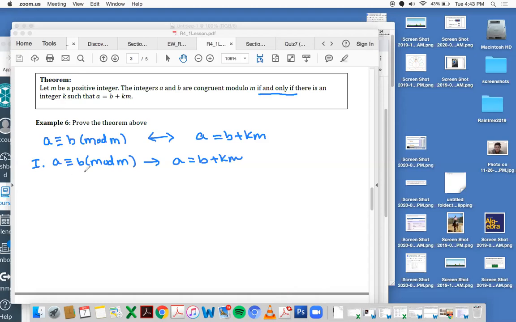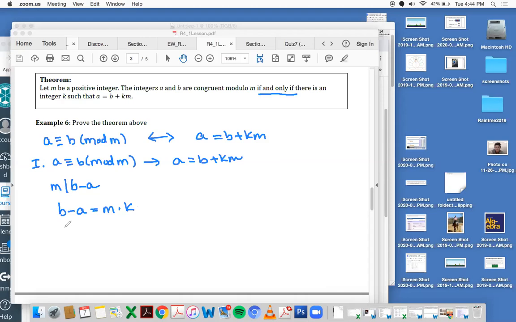All right, and then the second case is going backwards. Okay, so if A is congruent to B mod M, by the definition of it, that means that M divides into B minus A. Okay, now if M divides into B minus A, that means that this number B minus A can be written as M times an integer. So that's by the definition of that division.